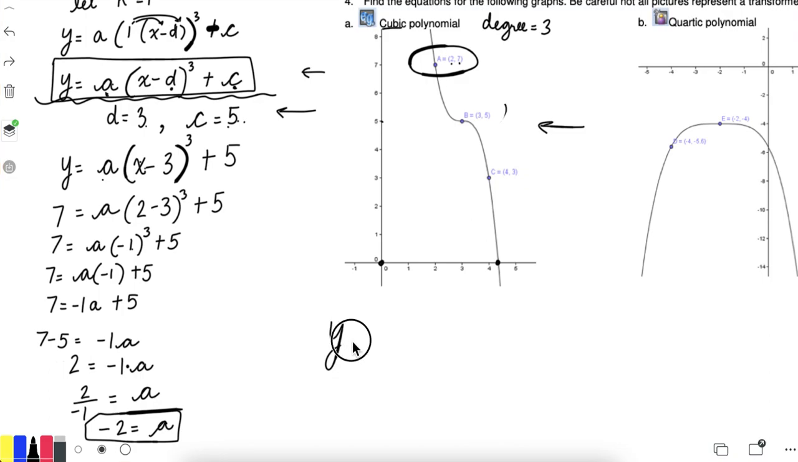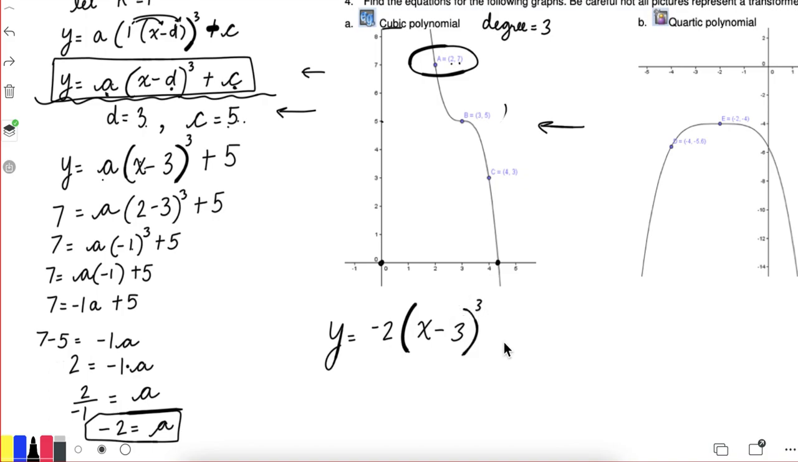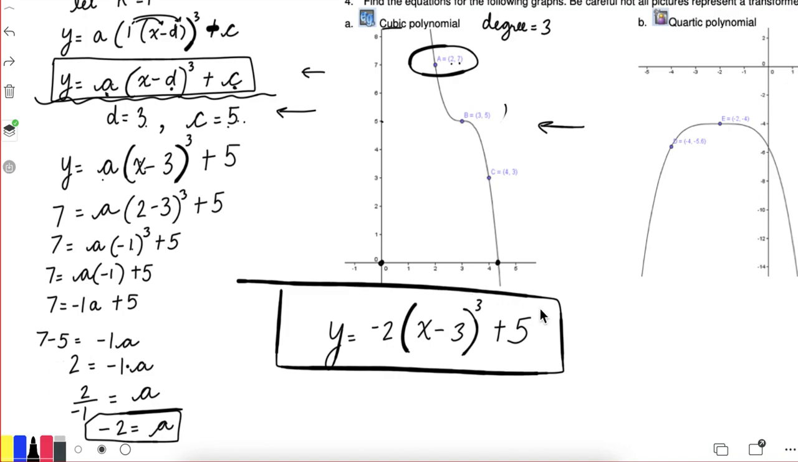So we're gonna have y equals, just replace the a, which is negative 2, then x minus the d, which is 3 here, to the power of 3 plus the 5 here. Now that is what the equation is gonna look like. This is the answer. Now when you check it on Desmos, you're gonna find out the graph will look exactly the same as this one.